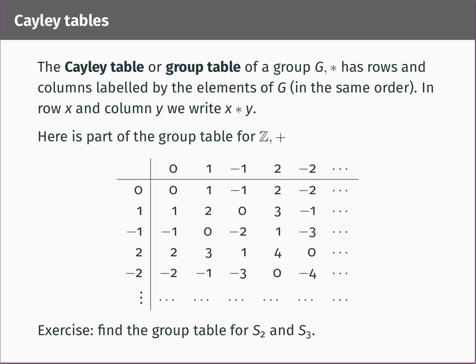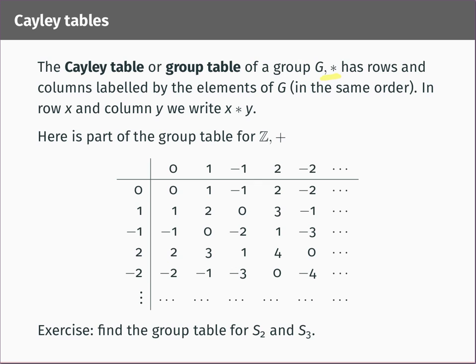Okay, one last useful concept for groups is that of a Cayley table or a group table, or sometimes even a multiplication table for a group. So let's say you have a group G where the group operation is written with a star. And the Cayley table for that group has the rows and columns labelled by the elements of G. And they have to be in the same order, so the same order in the rows as they were in the columns.